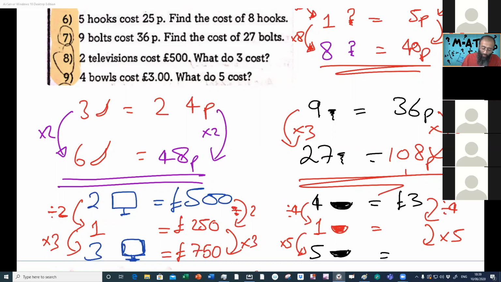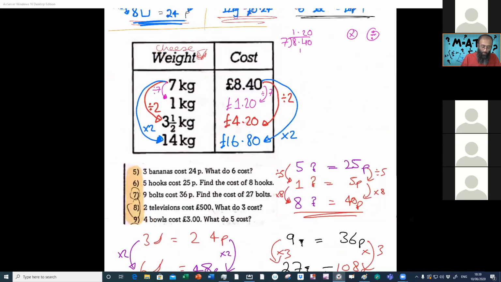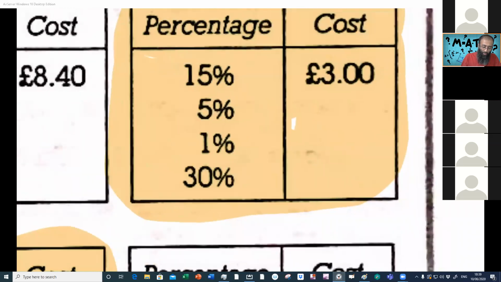So what is £3 divided by 4? Is it 75p? Absolutely fantastic. And 75 times by 5 is? 375. Or £3.75. Thank you very much. Said like a proper professional there. Beautiful. Okay, now let's get back to these questions here, which I'm going to do on the question itself.